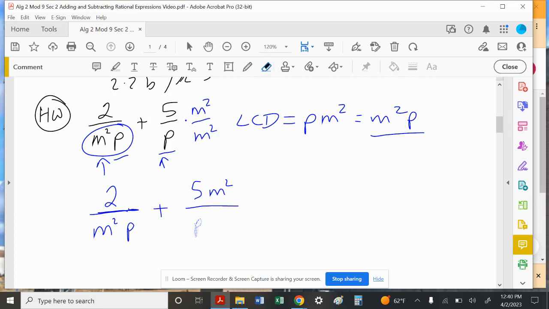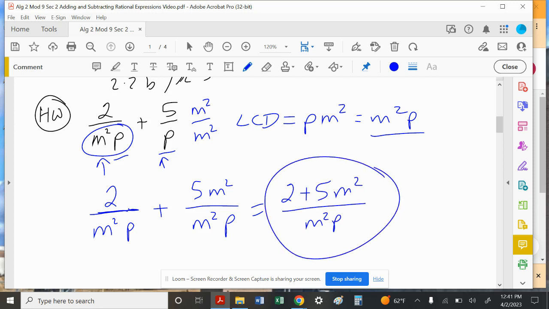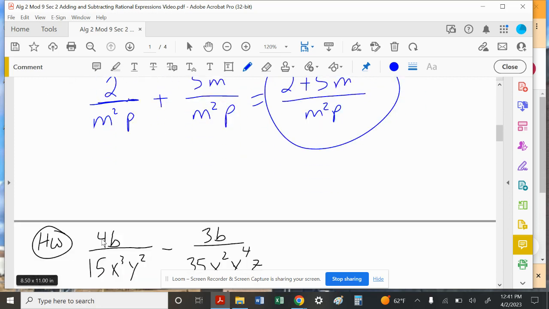I'm going to write the m first, m squared p. Okay, so notice now I have a common denominator. And if I had written pm squared, they still would be a common denominator, just in a different order, but they still would be the same common denominator. And now I can combine the numerators into 2 plus 5m squared, all divided by the common denominator, which is m squared p. So that's what I get. Okay, so that's how we do those types of problems.